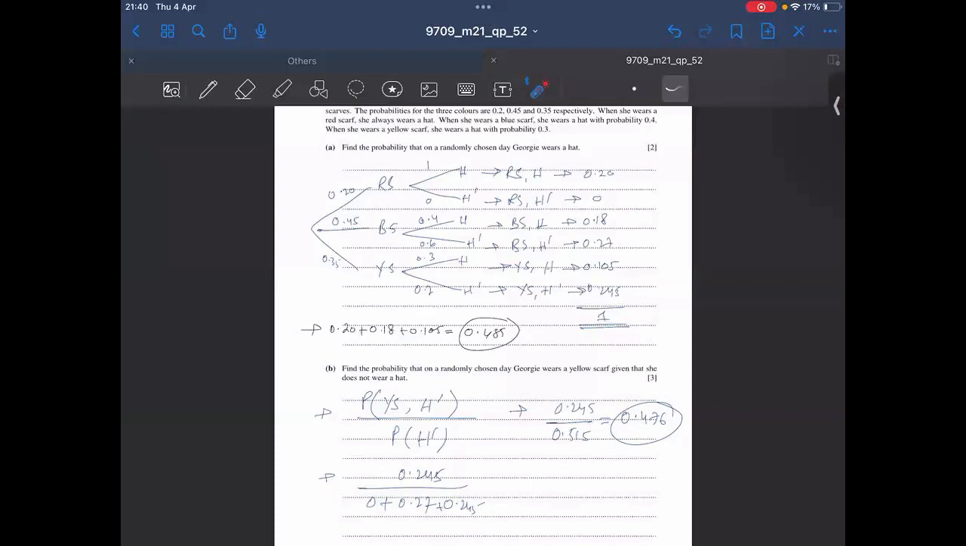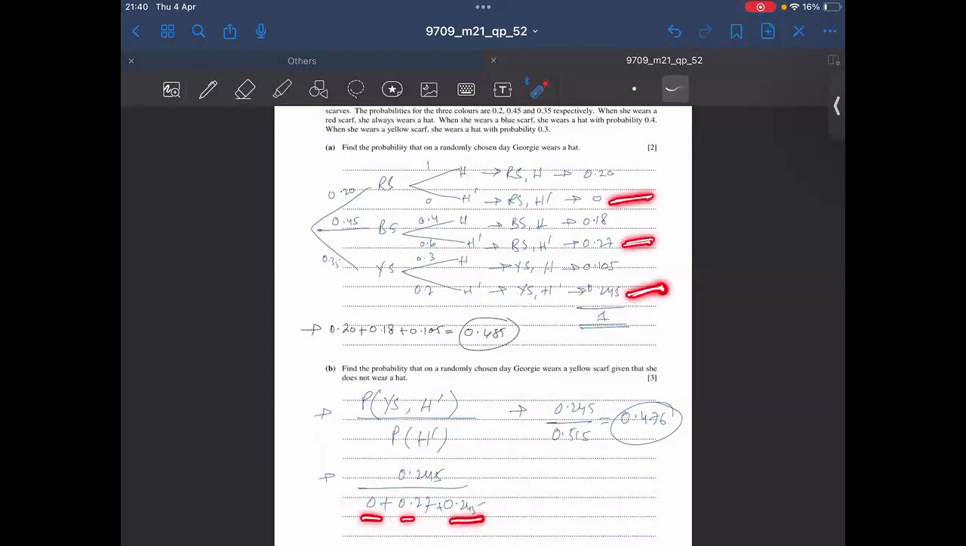Sir, did you multiply all the without-hat ones below? Yeah. Not multiply. I've added up all the probabilities of George. Not in the denominator. I have all the probabilities representing Georgie not wearing a hat. So these were the probabilities. This one, and this one. These were the probabilities representing Georgie not wearing a hat.